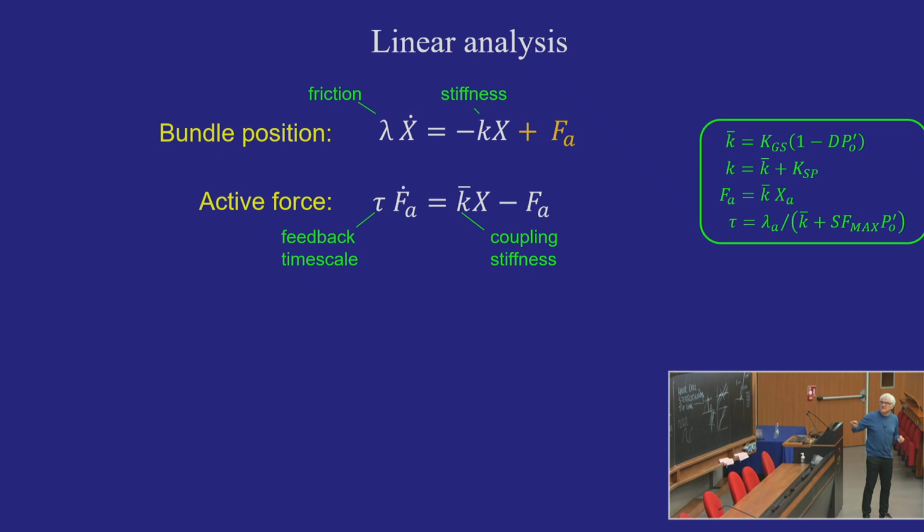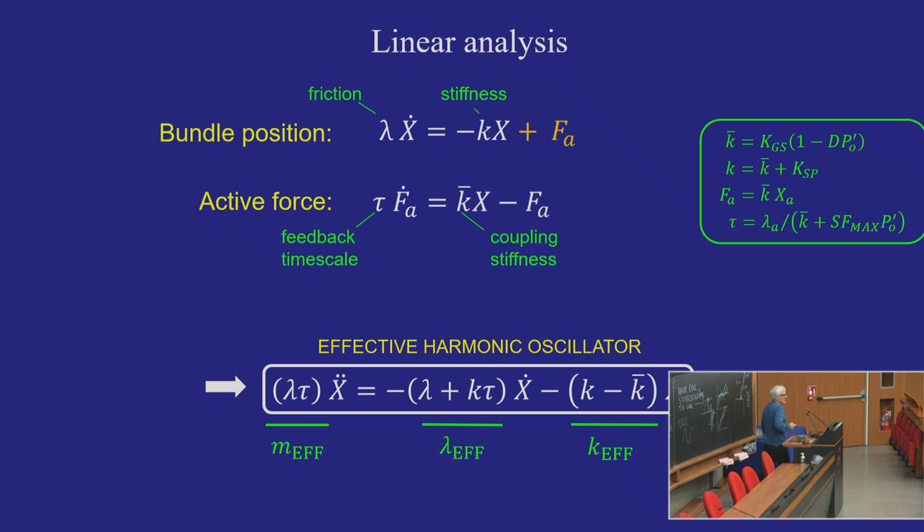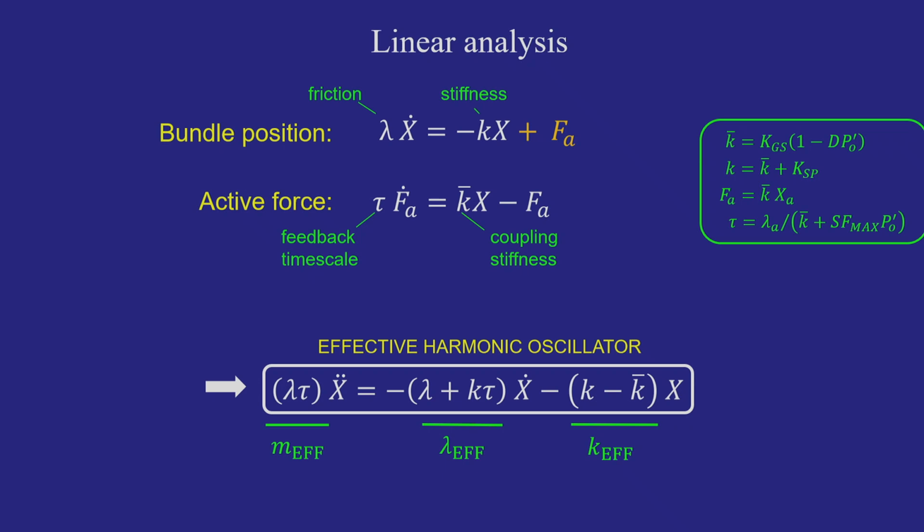Now, because these equations are linear, we can get rid of the hidden variable to get a single equation of position x. And if we do that, then we see that the dynamics can be mapped into that of an effective harmonic oscillator. Although there's no inertia in the system, the feedback generates inertia. The feedback also modifies friction, more importantly. And you see here, the new friction is the friction we had before, the passive friction, which is always positive, plus this term, k tau.